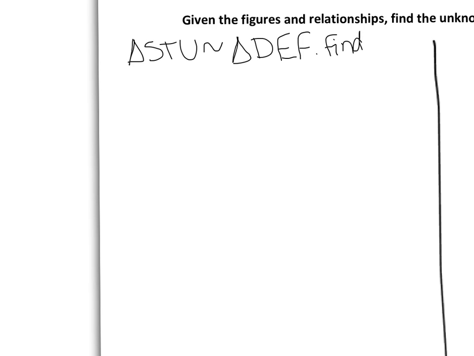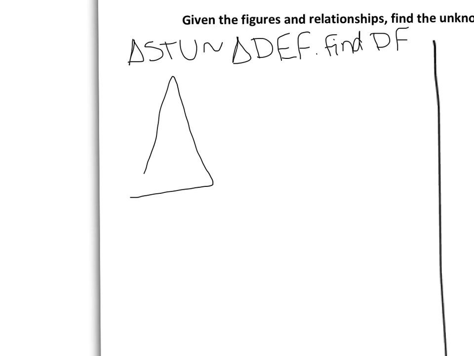Okay, for the first one, I'm gonna give you a figure and a relationship, and we want to find the unknown side. So for the first one, I'm gonna tell you that we have triangle STU, and it is similar to triangle DEF. And what we want to do is find DF.